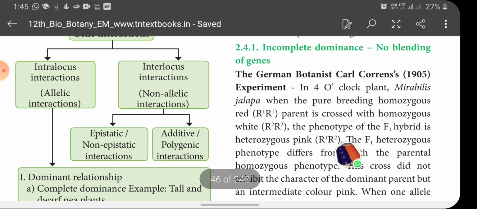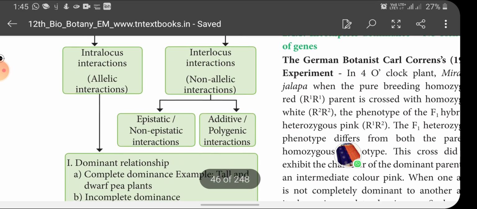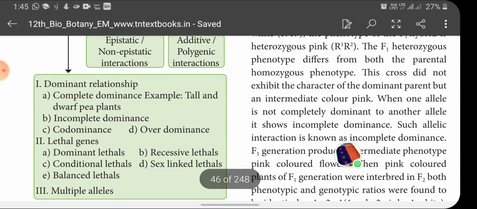And then you can see this interlocus interaction is of two types. One is epistatic, another one is additive. Epistatic and non-epistatic interaction, additive and polygenic interaction. And about intralocus interaction, there are three main types: dominant relationship, lethal genes and multiple alleles. In dominant relationship, there are four types. Complete dominance. The example we discussed in Mendelian genetics, that is the monohybrid cross, tall and dwarf, is an example of complete dominance.